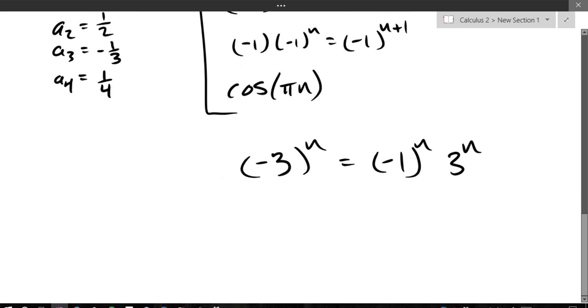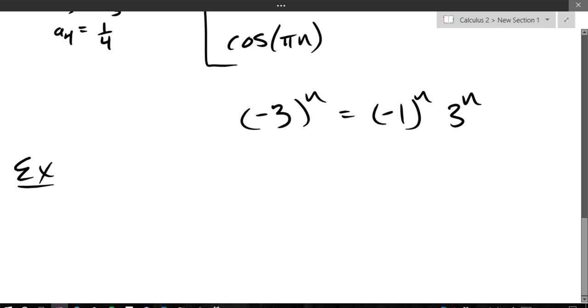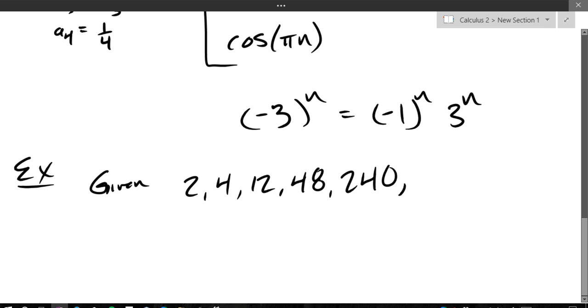So now we're going to do the opposite. I'm going to give you a sequence, and we're going to find a formula for a_n. And this is definitely more difficult. Hopefully this one will be pretty easy. So given the sequence 2, 4, 12, 48, 240, dot dot dot, find a formula for a_n.